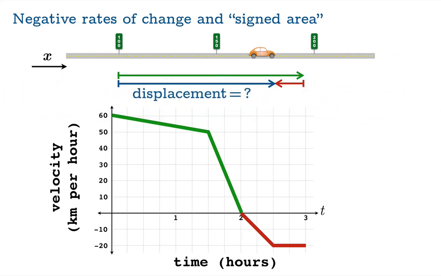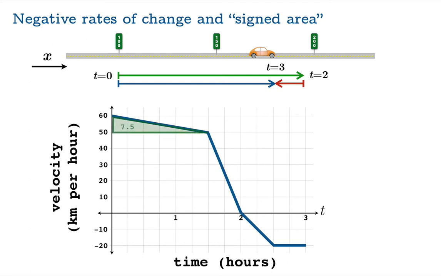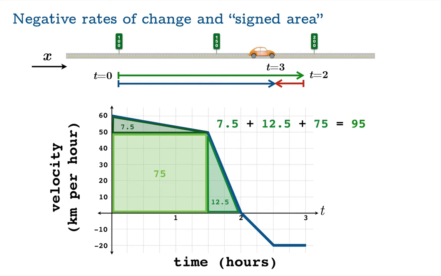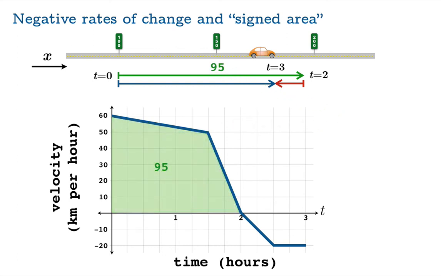Another name for this quantity is called the displacement. Let's break this up into 2 parts. First of all, there's the motion to the right, and by looking at this polygonal area, we can calculate directly that the area under this velocity curve from time 0 to 2 is 95. So from hour 0 to 2, you go 95 kilometers to the right.